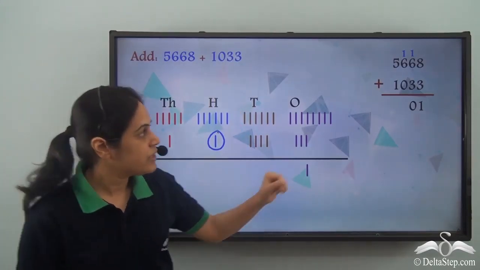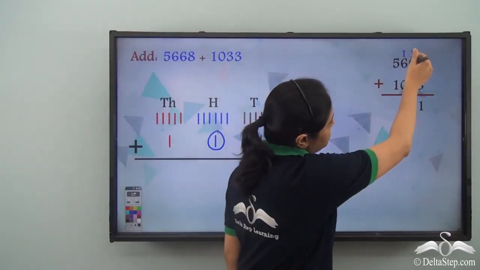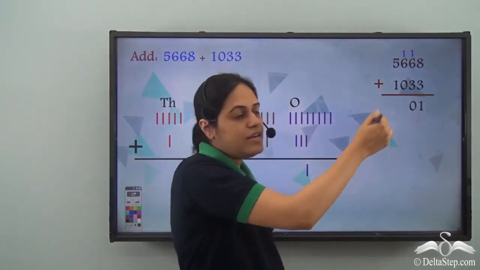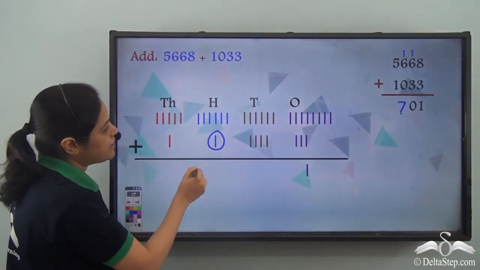Next, I need to add the digits in the hundreds place. So the hundreds place has 1 plus 6, 7. 7 plus 0, 7. What if I add these?